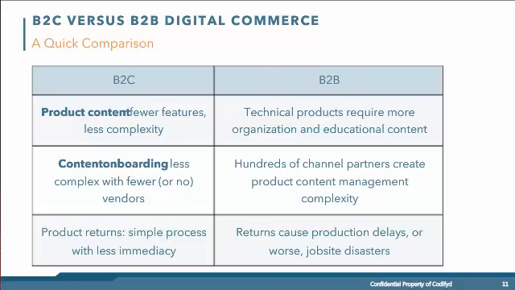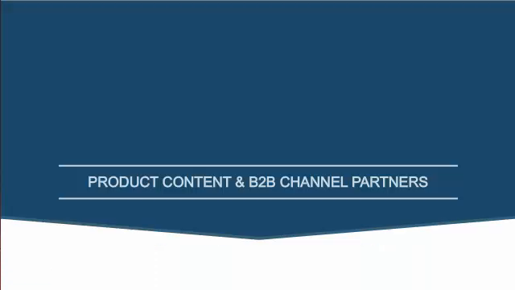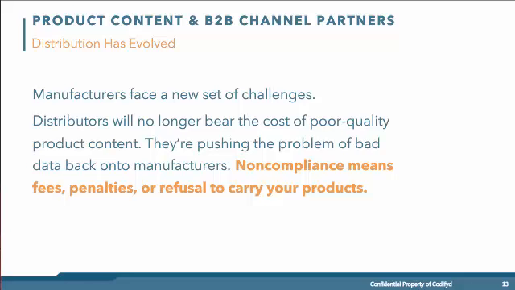So let's talk a little bit about how product content is typically transacted, right? How does it get exchanged between manufacturers and distributors, and what changes are we seeing in the market? Right, so here we see that product content has evolved a new set of challenges. Distribution has evolved overall. I've been in the business for roughly 15 years.